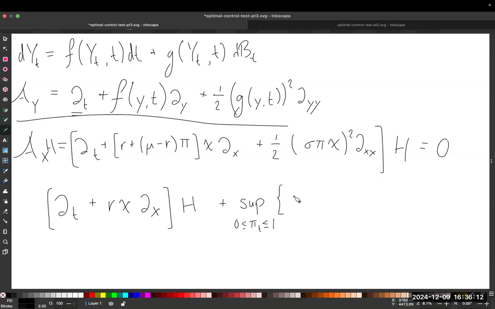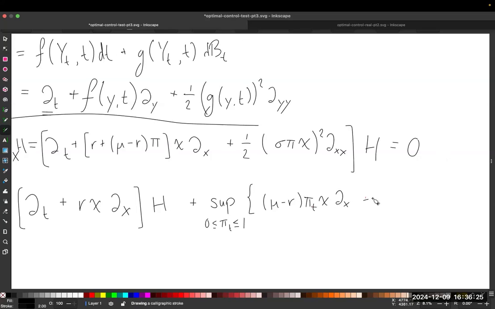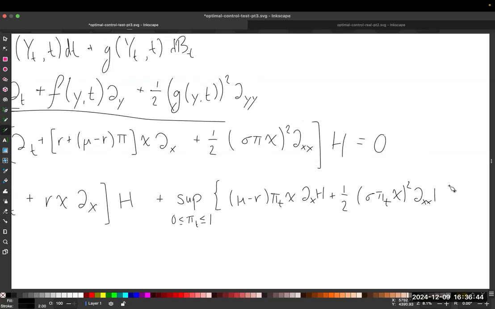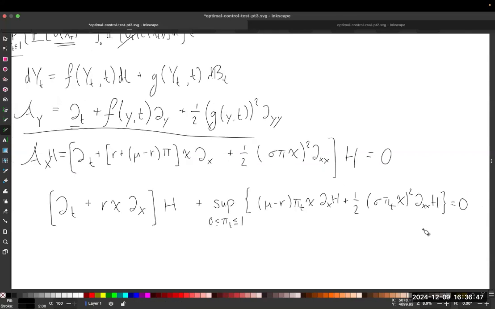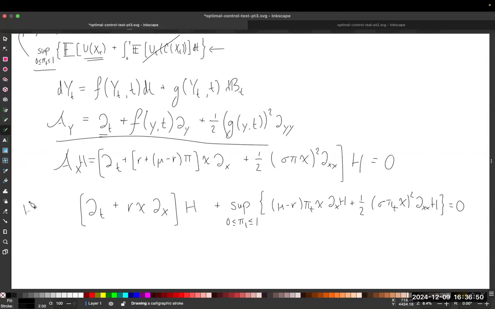And so the remaining terms that we have are this (mu minus r) pi_t x partial x plus 1/2 (sigma pi_t x) squared, that whole quantity squared, partial x, and I should include my h in here as well. Okay, equal to 0. Right, this is the HJB equation, or you can call it the dynamic programming equation.